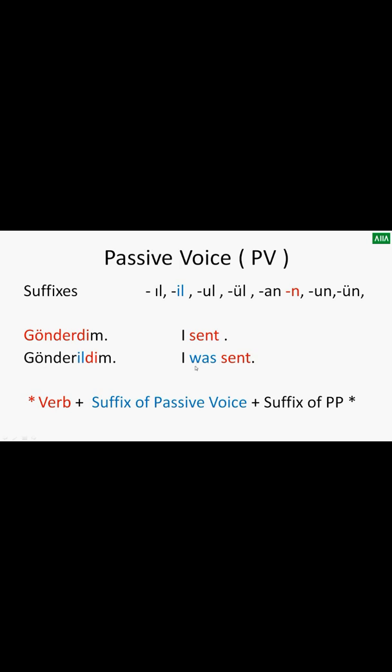To make the passive voice in past tense in English, as you see here, we use was plus the past participle of the verb. But you should also know the formula here. For example, gönder is the base form of the verb, and after that we use the passive suffix il. After that comes the past tense, and then the person. So learn this formula carefully.